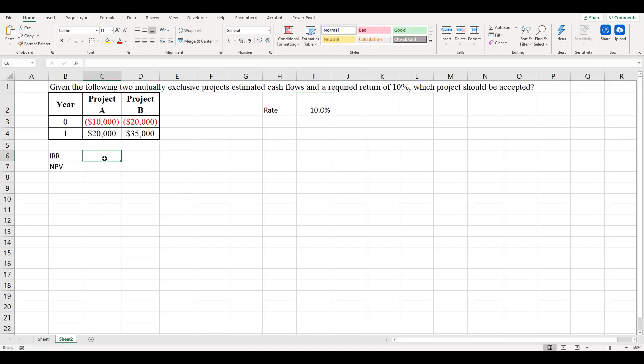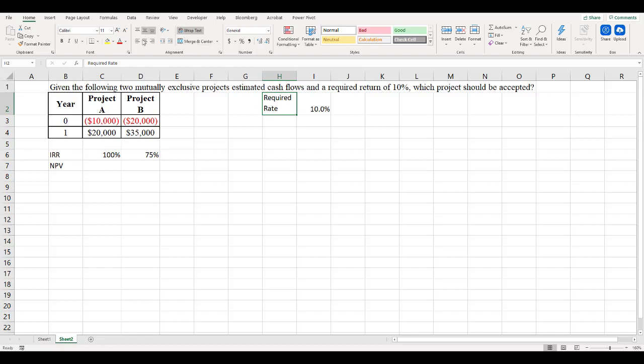All right, and so we can start with IRR. It's a simple problem because it's only two cash flows. So the IRR for project A is 100%, the IRR for project B is 75%. These are great projects. Our required rate of return is 10%. Let me label that as the required rate. So when you're looking at this particular project, you would say, oh, this is a really nice project. Now, the question is, we can only choose one, right?